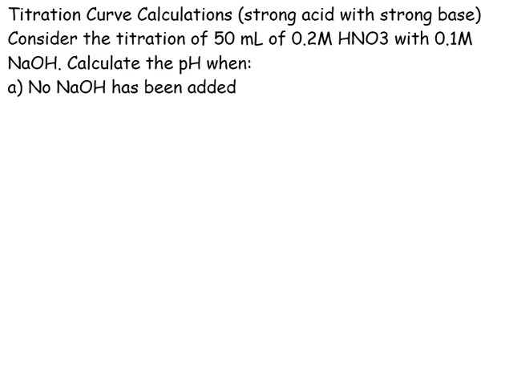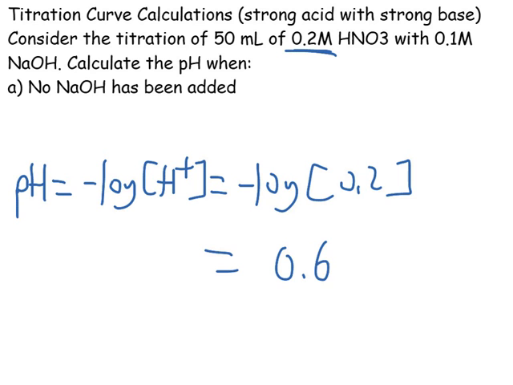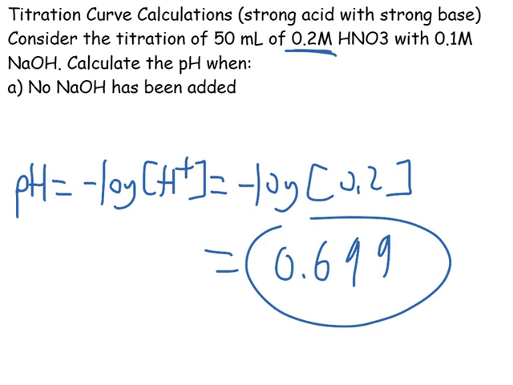We're going to consider the titration of 15 milliliters of 0.2 molar nitric acid with 0.1 molar sodium hydroxide. Calculate the pH when no NaOH has been added. Well, this is just a simple strong acid calculation. So let's just write the equation down. And we know that the H plus ion concentration is going to be 0.2 because this is a strong acid. When you plug that into your calculator, you should get 0.699. And unfortunately, things only get harder from here.